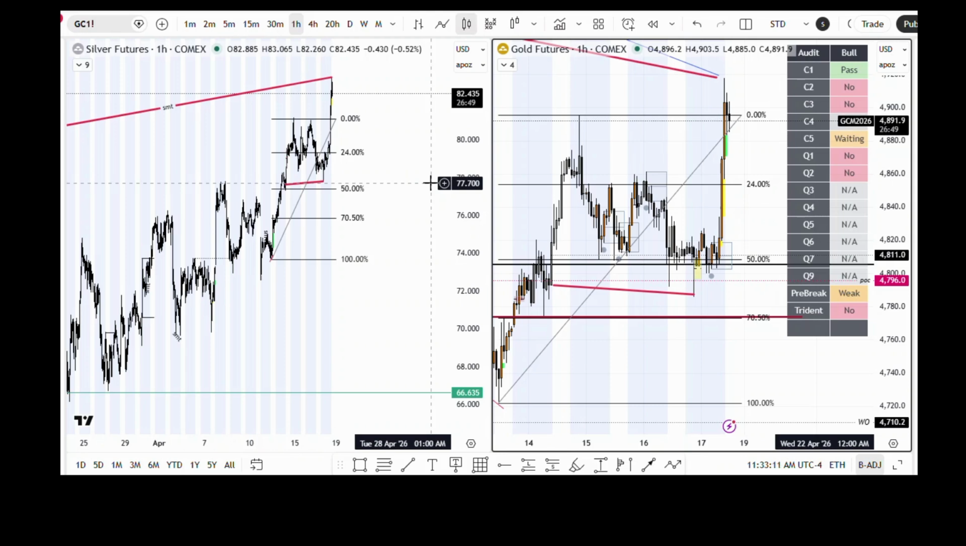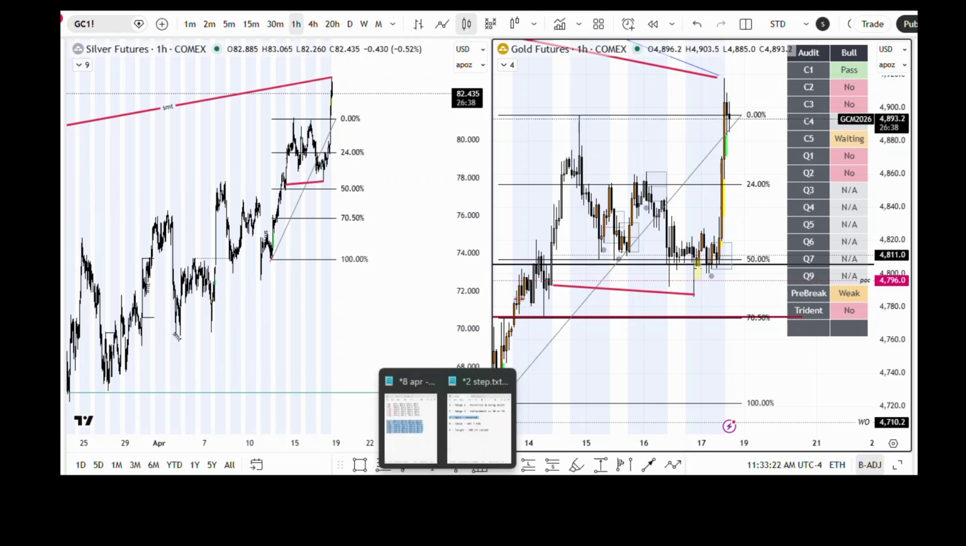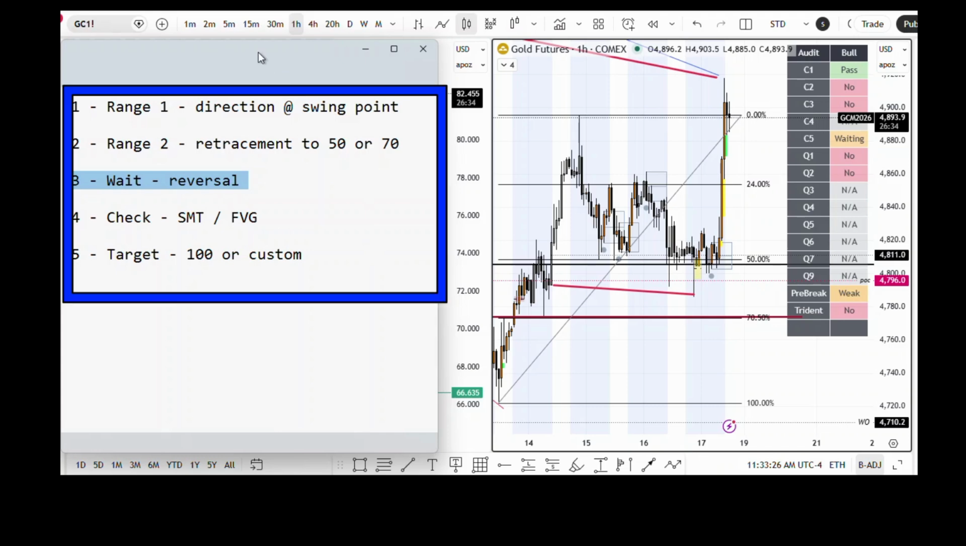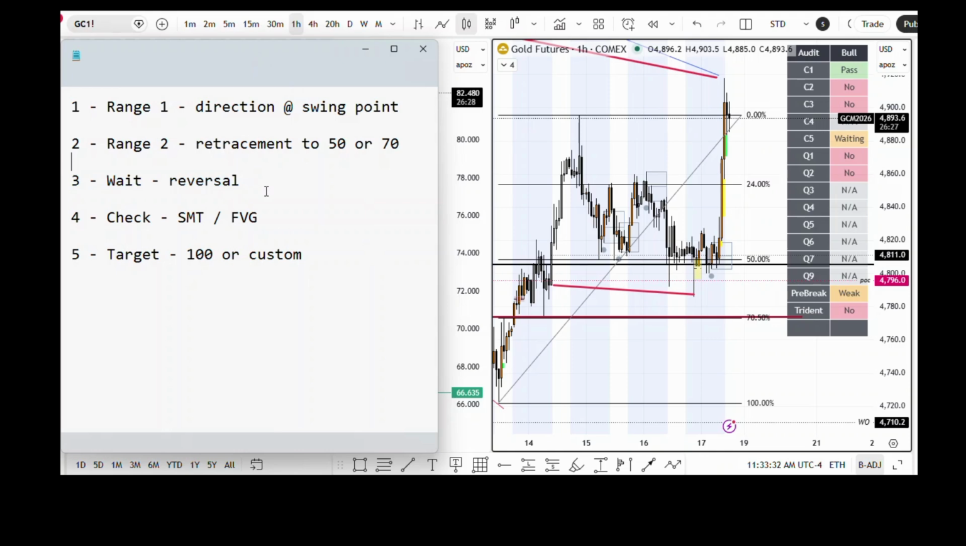So in today's video, I want to talk about the invalidation rule as it pertains to the two-step process. So, two-step model, should I say? All right. So this is the two-step model. These are the steps in the actual model itself. There are 5 steps that I use.